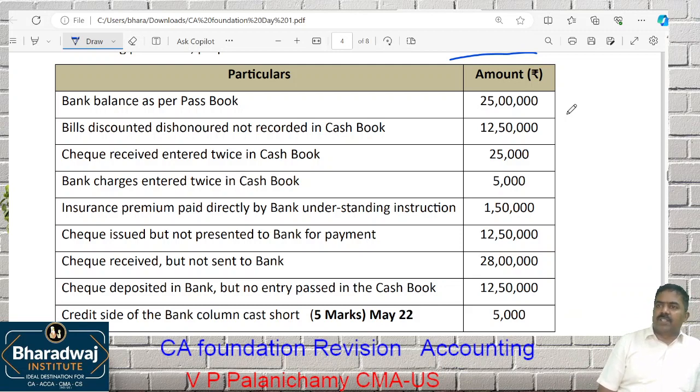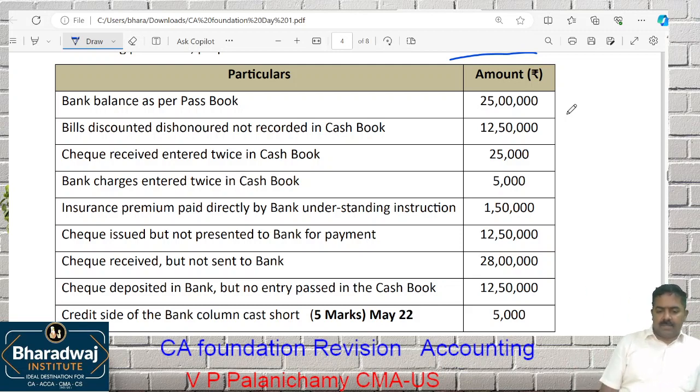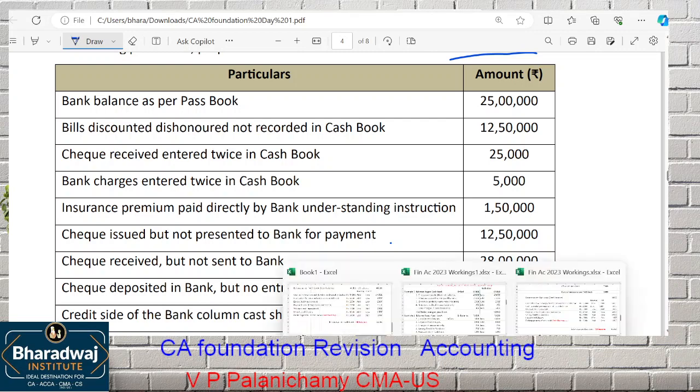Balance as per which one is given? Next question. They have given the passbook. Who are we? Banker. So according to the customer, you adjust it. Any answer? 42 lakh? Good. 42 lakh 25,000 is the answer.